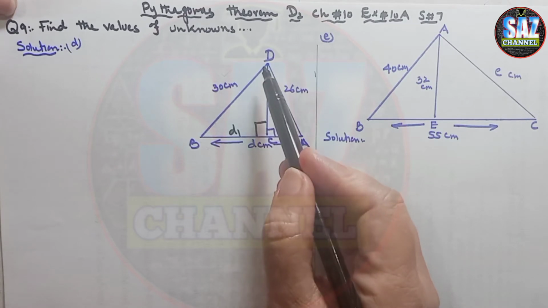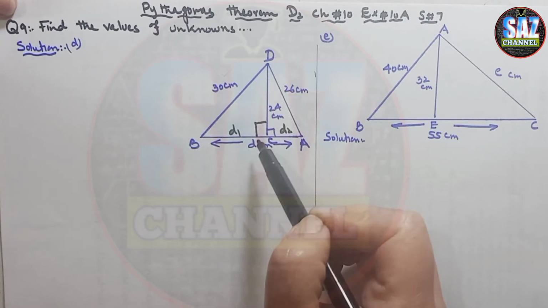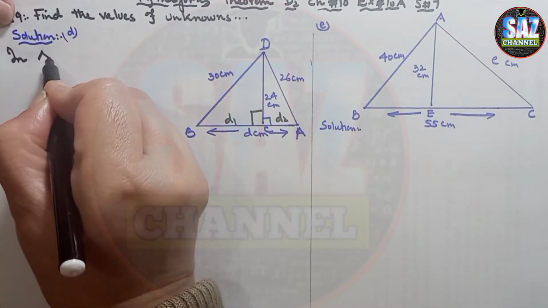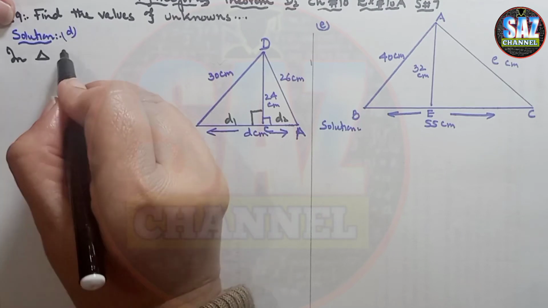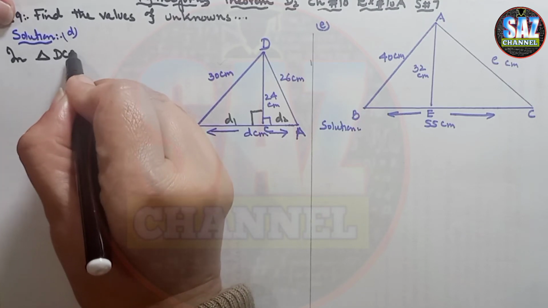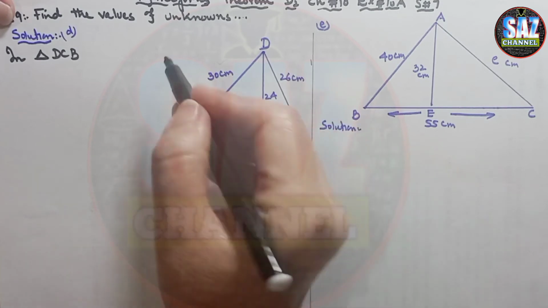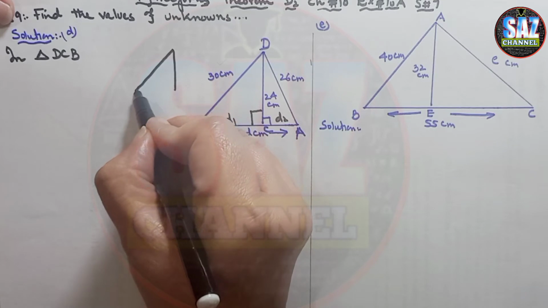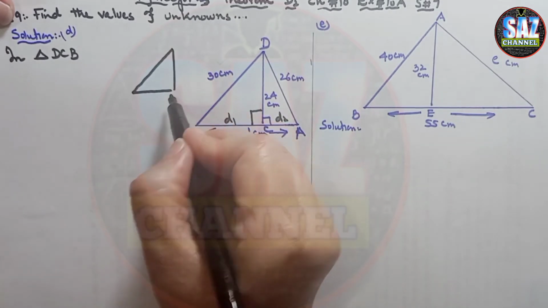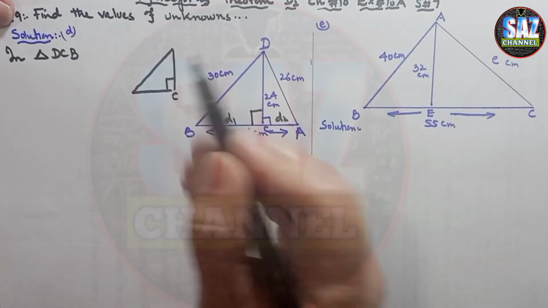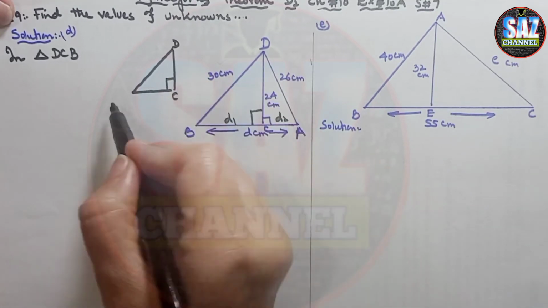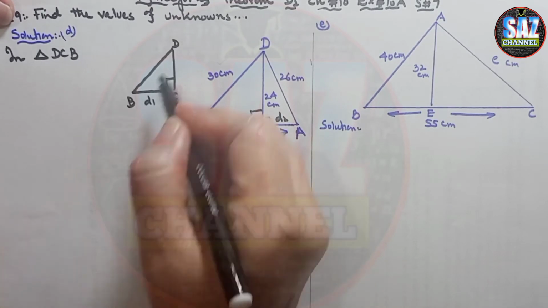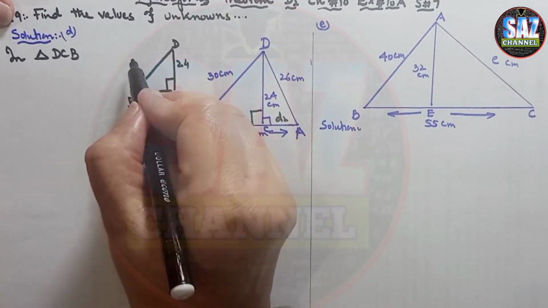So I'm going to take triangle DCB. In triangle DCB, it's always good to make small reference figures of the triangles so that the examiner can understand your working easily. This is C, this is D, and this is B. This is the unknown side, this is D1. And this is 24, and this is 30.